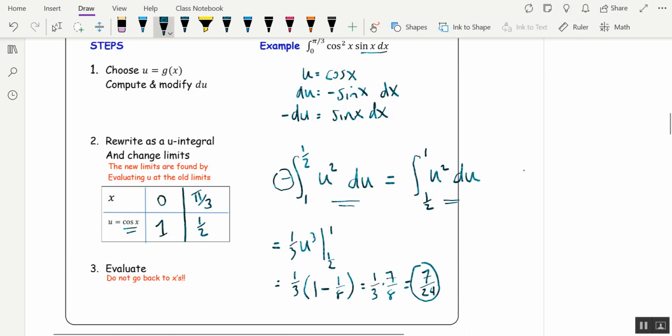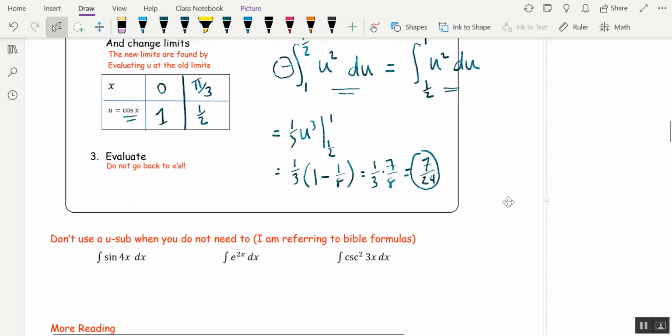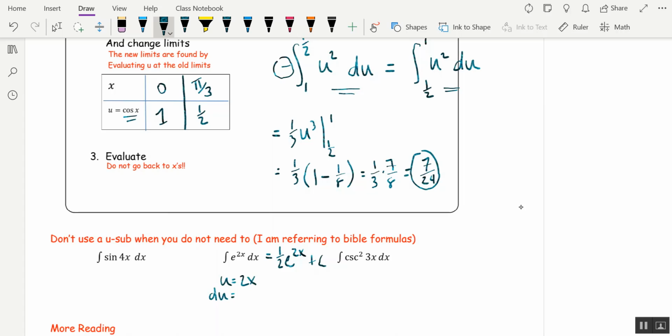Perfect. And I just want to end with a caution not to use u sub when you don't need to. Sometimes the book or the homework will encourage you to do a u sub for things that are just Bible formulas. For example, we know that the integral of e to the 2x dx is 1/2 e to the 2x plus c. But if you really wanted to waste time, you could find that same answer by doing a u sub on this. U is 2x, du is 2 dx, divide both sides by 2, and you get the same thing.